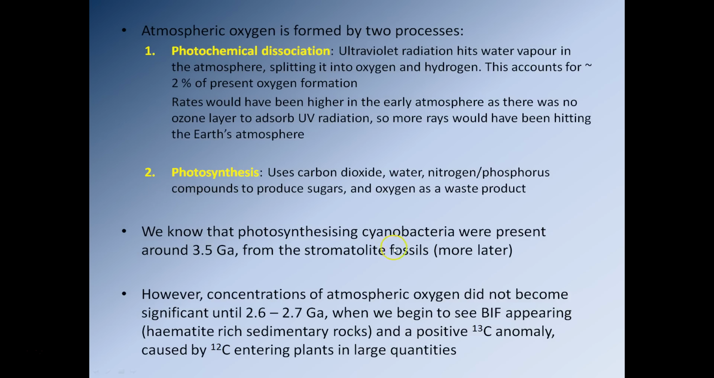So we know that photosynthesizing cyanobacteria, that's blue-green algae, were present around, give or take a bit, 3.5 billion years ago, because we have a type of fossil which we refer to as a stromatolite. However, concentrations of atmospheric oxygen did not become significant until about 2.6 to 2.7 billion years ago. That's during the Proterozoic, and at that point we start seeing the formation of iron oxide-rich rocks called banded iron formations, and we start seeing changes in the isotopic carbon in sediments.